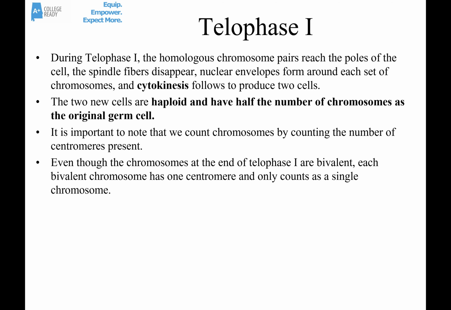The two new cells at this point are haploid. They have half the number of chromosomes as the original germ cell. But it is important to note that the chromosomes at this point are still bivalent. We count chromosomes by counting the number of centromeres. Remember, the centromere is the center part, so that has one centromere, even though eventually it will split into two separate chromosomes.